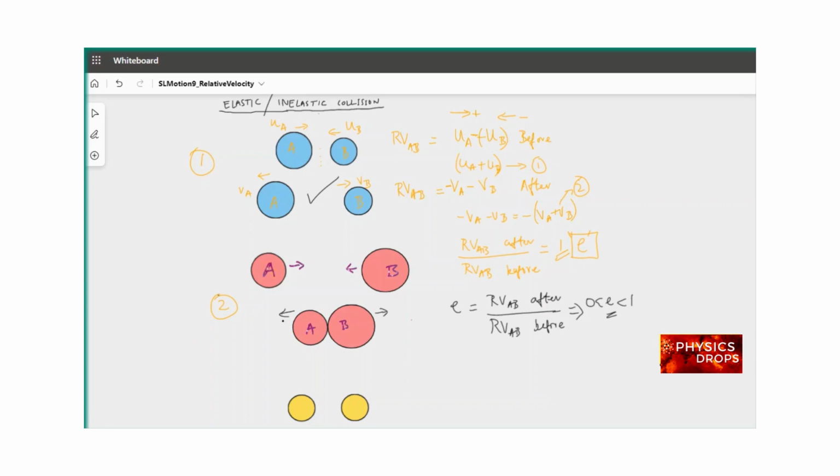Then the velocities change after collision. But if we calculate the relative velocities after collision, then the relative velocity after divided by before will typically be less than 1. The numerator would be lesser than the denominator. The relative velocity of A with respect to B would typically reduce. But if it totally comes to a halt and they stick together and stay there, then it is called perfectly inelastic. That means this numerator becomes 0. Then it's perfectly inelastic.